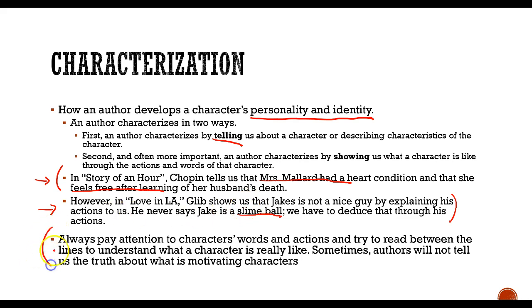Sometimes an author will actually tell us the opposite, right? The author will tell us that a character is a certain way, but then we see through the character's actions that he or she is totally different. This happens a lot in Jane Austen's books. Jane Austen will tell us a lot about a character, but then have that character behave a totally different way. So be on the lookout for that too. Authors aren't always straightforward and truthful with us about who and what their characters are like.